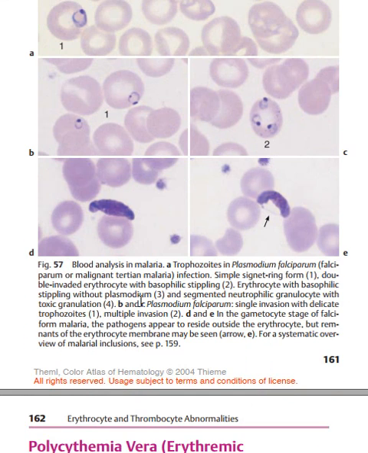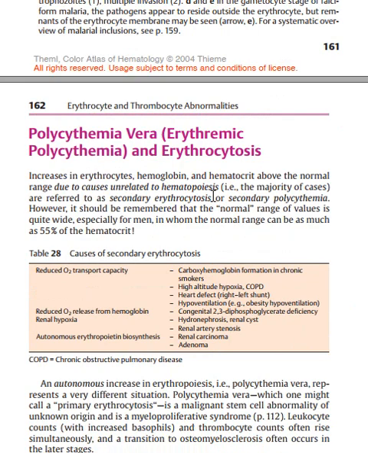Now the next one, you have diagram B and C, which are showing Plasmodium falciparum single invasion with delicate trophozoite. So in diagram 1 is that, and diagram 2 we have multiple invasion of Plasmodium falciparum. Now diagram D and E are going to show now the gametocytes, the crescent stages of the Plasmodium falciparum. So here is one gametocyte here, and here is another gametocyte. One is going to reside out of the red blood cells, and one is going to reside inside the red blood cell. So those are the next one.